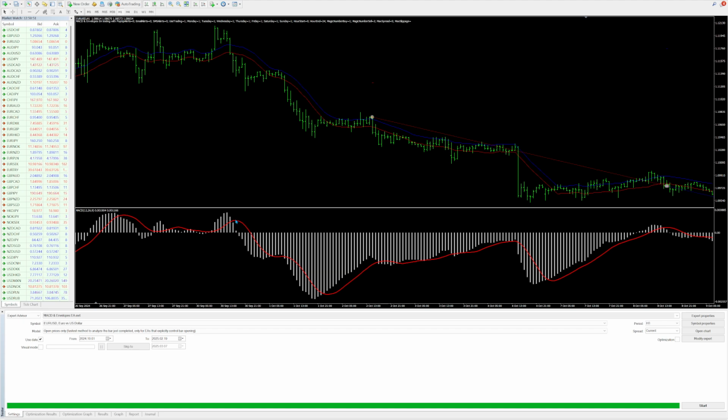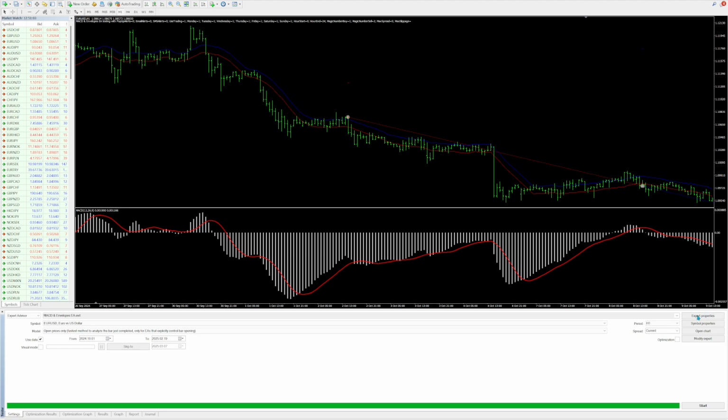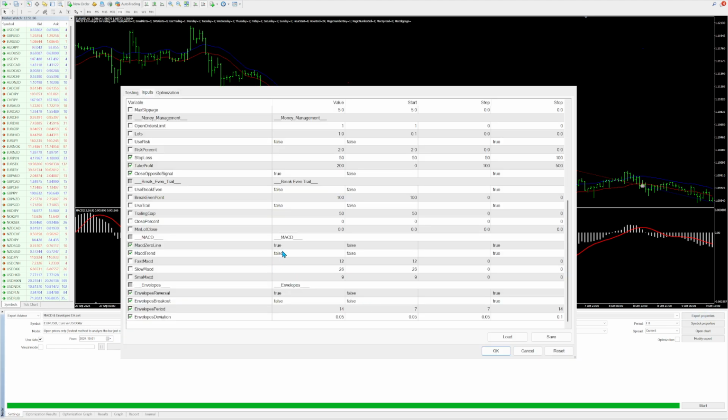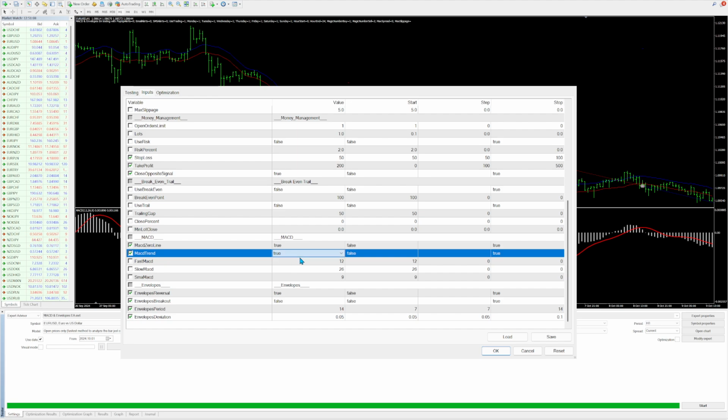The MACD signal line, you see this red signal line here? If the histogram bar is above the signal line, that would be a buy signal. And if the histogram bar is below the signal line, that would be a sell signal. You can combine them both. So in the expert properties, you could have 0 line true and trend true as well.